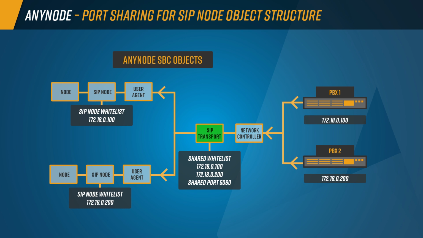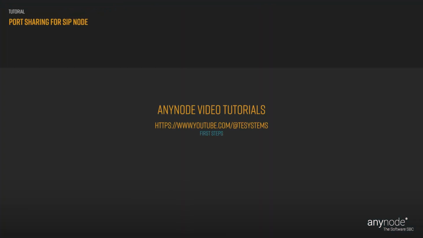After the SIP transport, the call is routed either to the PBX1 node or the PBX2 node. The decision on which node to use is determined by the configurable whitelist in the SIP node object. For PBX1 node, the IP address of PBX1 must be entered, and for PBX2 node, the IP address of PBX2 should be listed. If you're new to anynode, we recommend watching our tutorial video, First Steps.